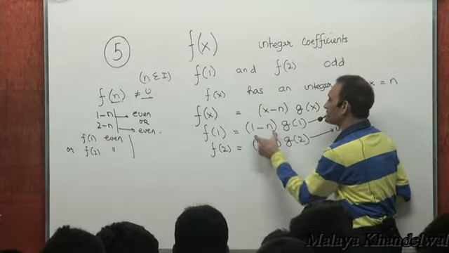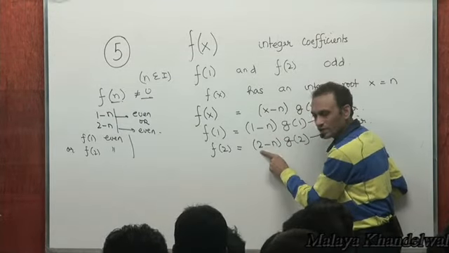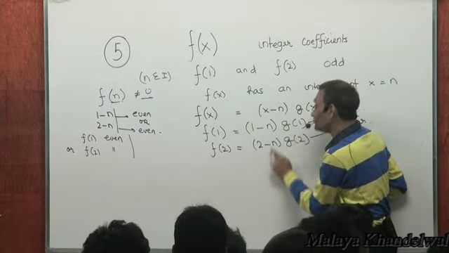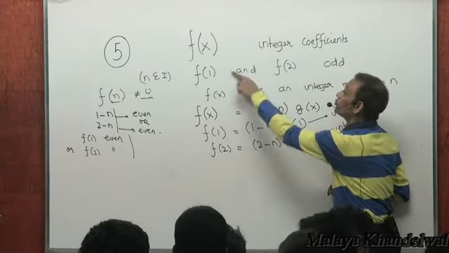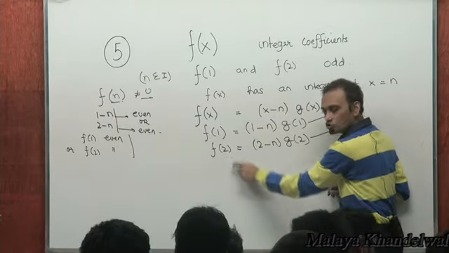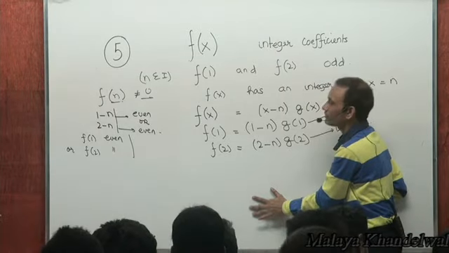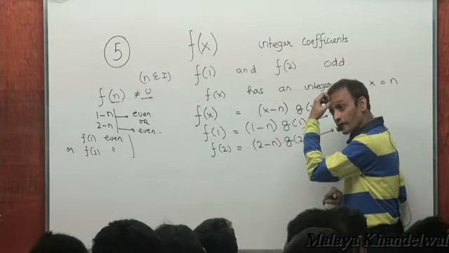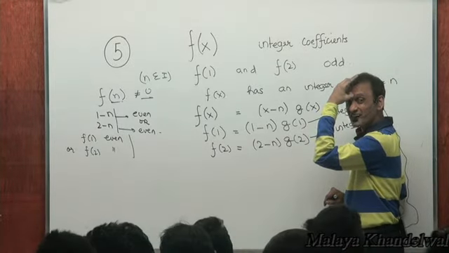Now 1 minus n and 2 minus n, are they not consecutive integers? See, this is one more than this. They're consecutive integers, isn't it? So one of them must be even. That means if one of them is even, then either f1 is even or f2 is even. But it's given that both are odd. So it leads to a contradiction that one of them is even. No. And therefore the basic assumption must be wrong, that x minus n is a factor of f(x), and therefore that x equal to n is a root of f(x). Do you all understand this?